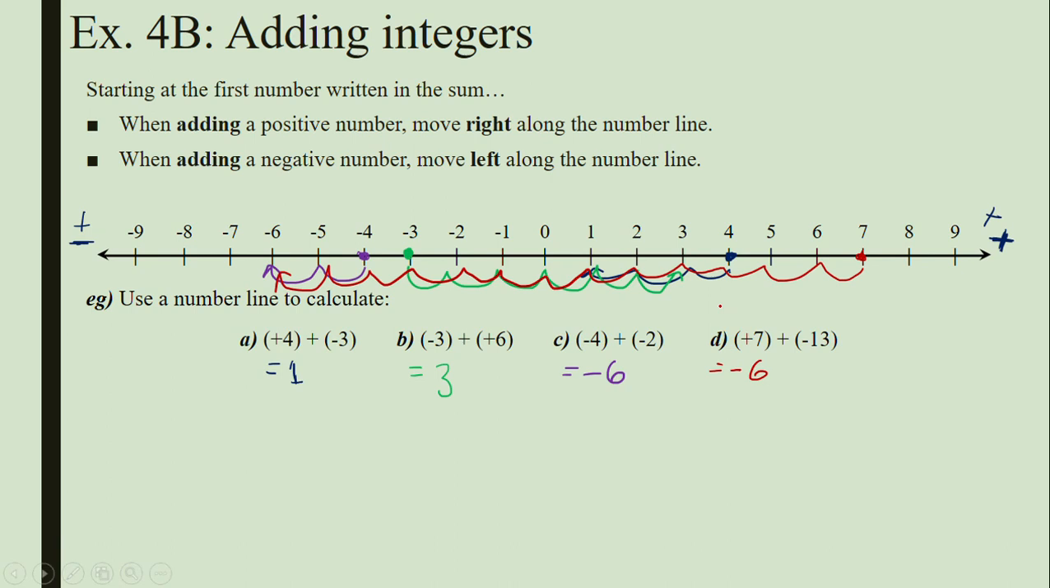Okay, so that's all there really is to it. Start at the first number in the sum. If you're adding a positive number, you would move to the right, add as per usual. But if you're adding a negative number, you must go backwards. So go to the left of the number line. And that's all there is to this lesson, guys.